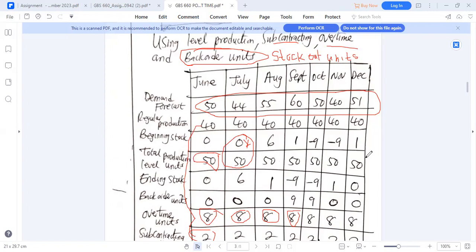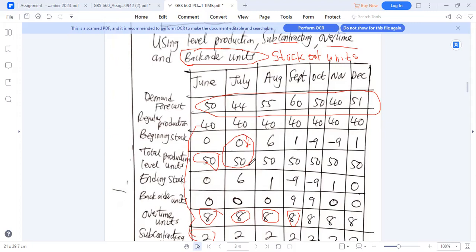So the total of 50 has a breakdown. On a regular basis we are producing 40 units, meaning that from the 50, we need to have 8 units for us to actually meet the demand of 50 units. So this is how the breakdown is made.